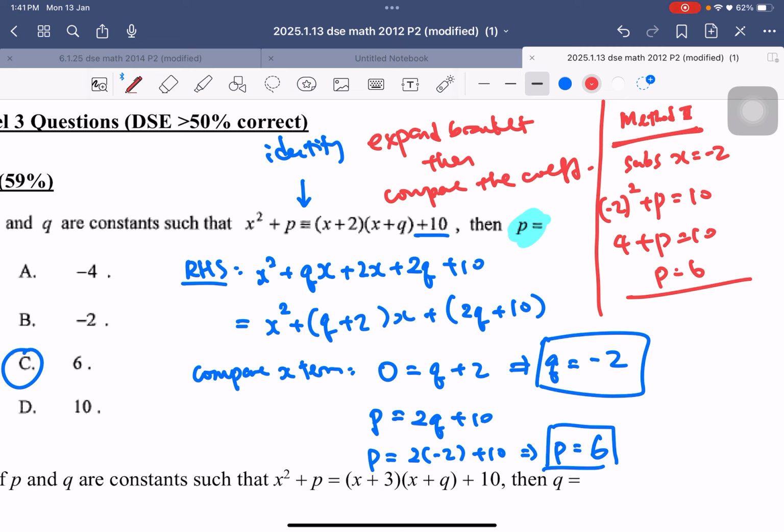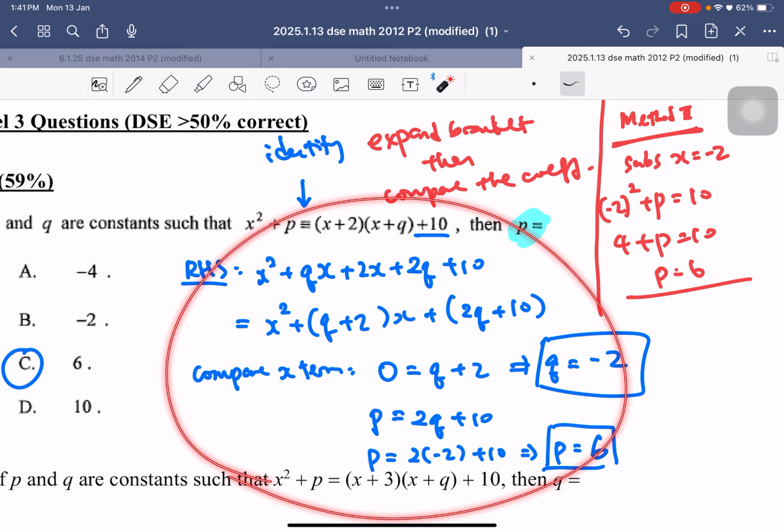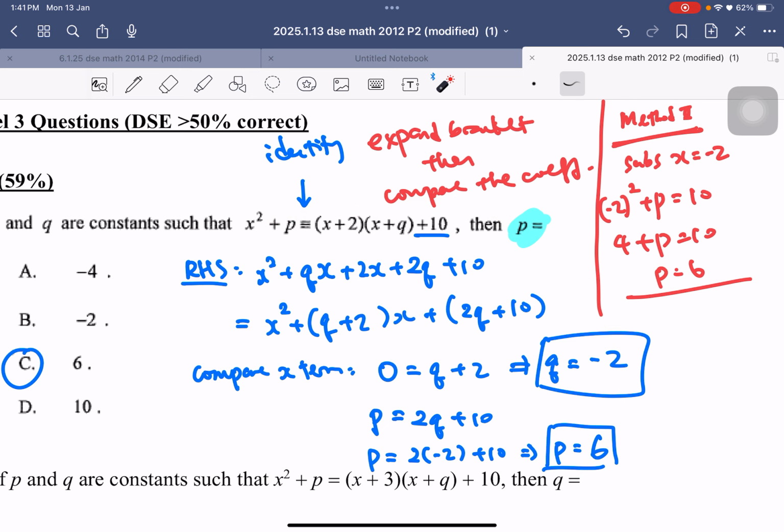If you're not familiar, not all the time you can use this method. Sometimes it doesn't work, because sometimes they make the question harder. They want you to use the compare the coefficient method. If you're scared about this, then just use this basic method. Okay? It's slow, but it's actually correct. Understand? Okay?